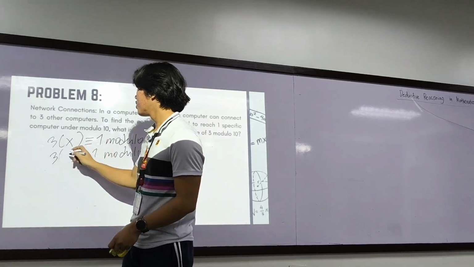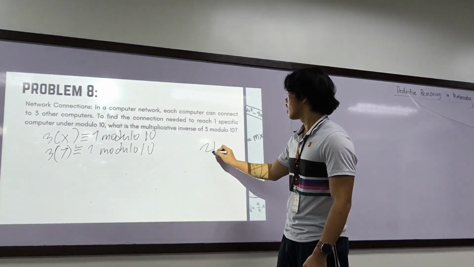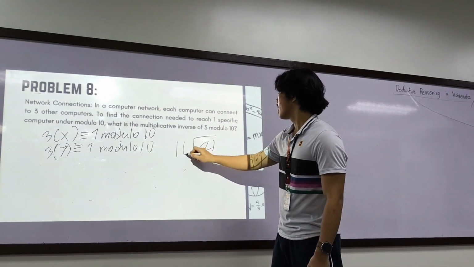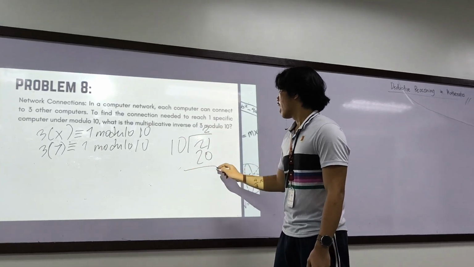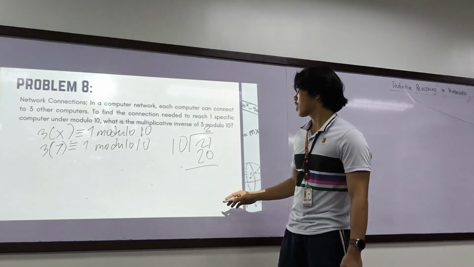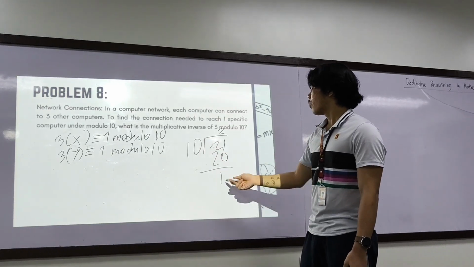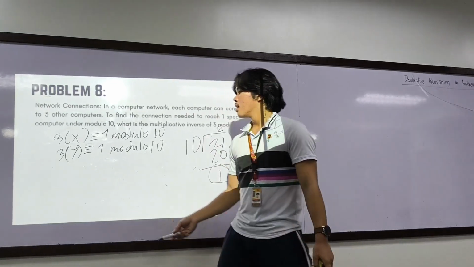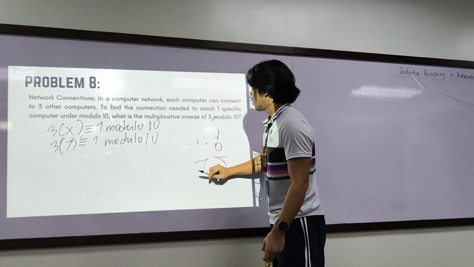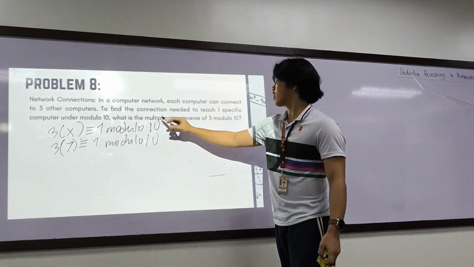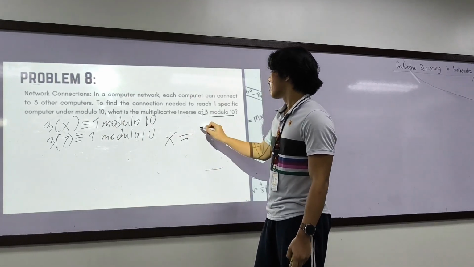Number 7. 3 times 7 is equal to 21. And 21 divided by 10 is equal to 2, and 2 times 10 is equal to 20. When subtracted, 21 minus 20, we have the remainder 1. So 21 divided by 10 has the remainder 1. We conclude that 3 times 7 is congruent to 1 modulo 10, so the multiplicative inverse of 3 modulo 10 is equal to 7.